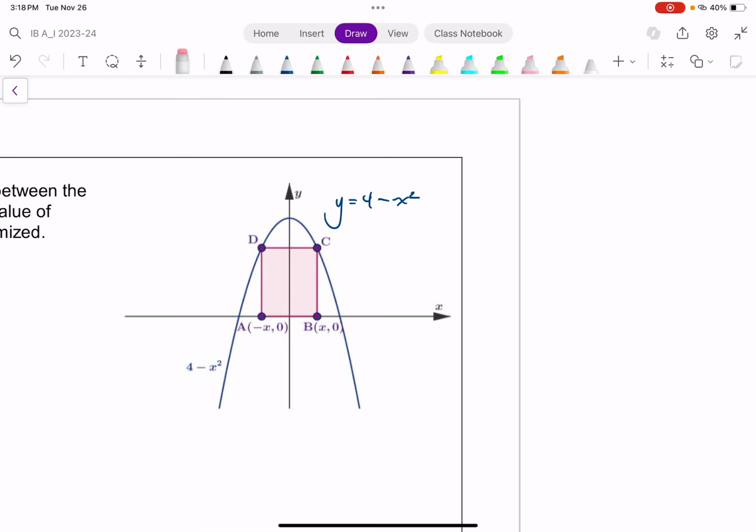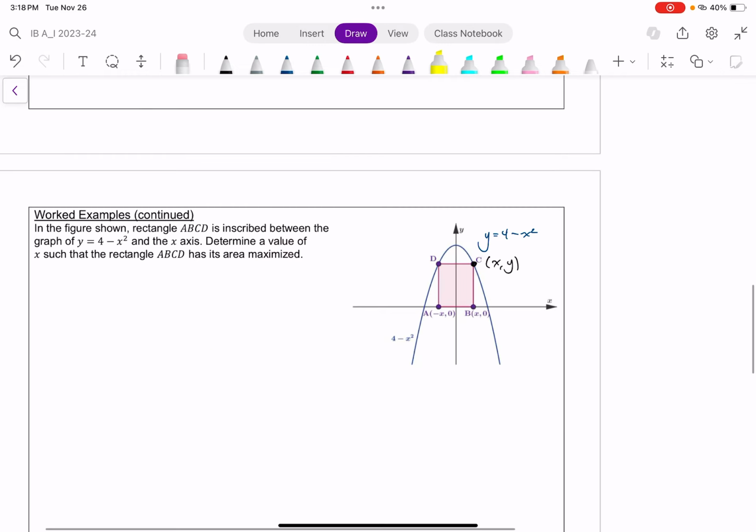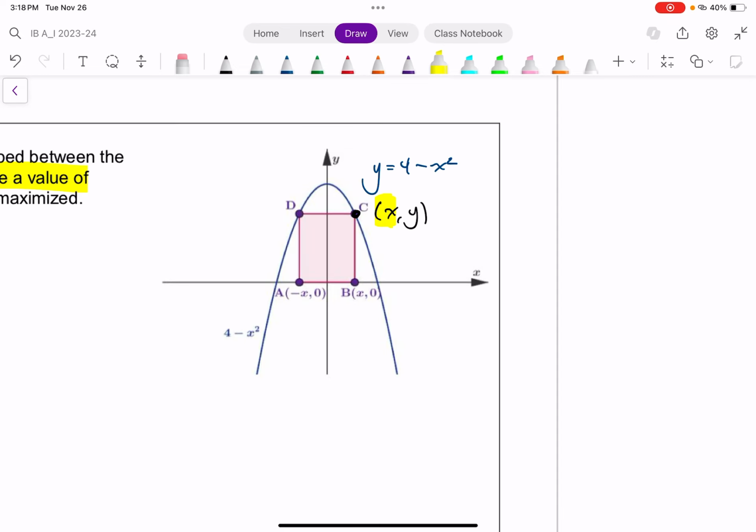And it all kind of hinges on this one point right here, which I'll just call x comma y. I can imagine that point is somewhat tethered onto this parabola, and where would that point have to be so that my area is largest? And if we look at the wording of the question, we do want to find the value of x. So in the end, I just need to figure out where that x value should be to maximize this area.